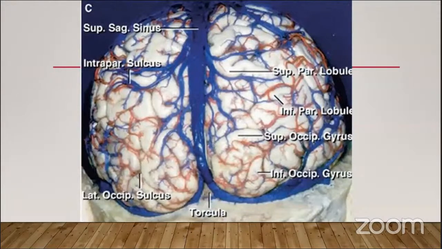So this is the posterior view. Not going into detail, but another important structure that has been shown over here is the torcula herophili. This is the region of the confluence of sinuses. You can see the superior sagittal sinus is joining with both transverse sinuses from the two sides. Also here we have the internal occipital sinus and the straight sinus that cannot be appreciated in this picture. This point is known as the confluence of sinuses, and on external landmarks it corresponds with the external occipital protuberance.